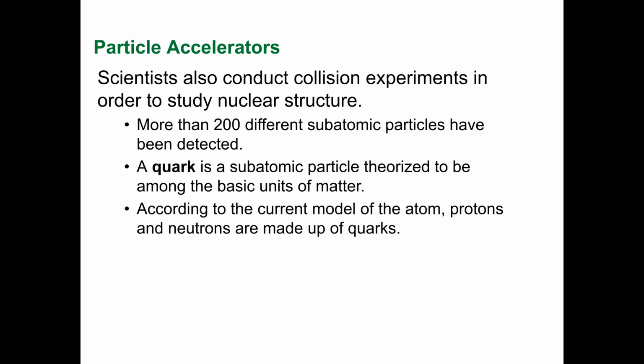A quark is a subatomic particle theorized to be the basic units of matter. So remember a couple of sections ago, Mr. Adams said there are smaller things that make up the parts of the atom. According to the current model of an atom, the protons and neutrons are made up of quarks. So those are smaller particles that make up neutrons and protons.